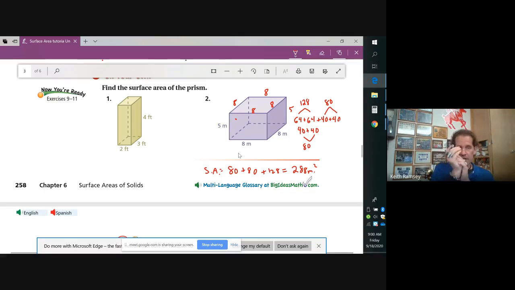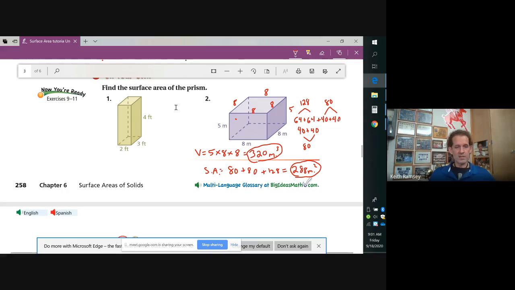Okay. Now, in your DMR today, there's going to be volume too. So how would we find the volume for this? Volume is just length times width times height. So you're going to do 5 times 8 is 40. 40 times 8 is going to be 320 meters cubed. So notice volume is cubed, surface area is squared. And I'm hoping just by those examples that might help solidify how to find surface area today.